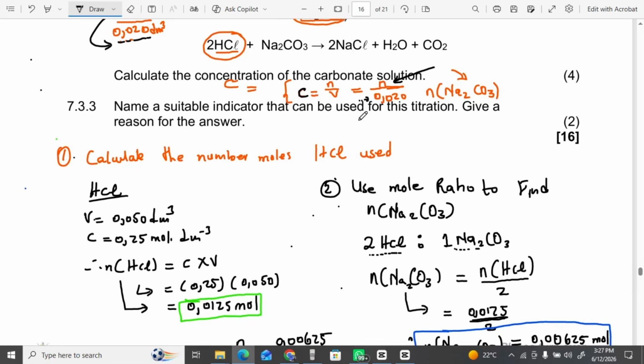Okay, so now when we look at this question, my answer for 7.3.3 is methyl orange. Yeah? So this is methyl orange. But now the reason for methyl orange is because we're going to say a strong acid reacts with what? It reacts with a weak base.